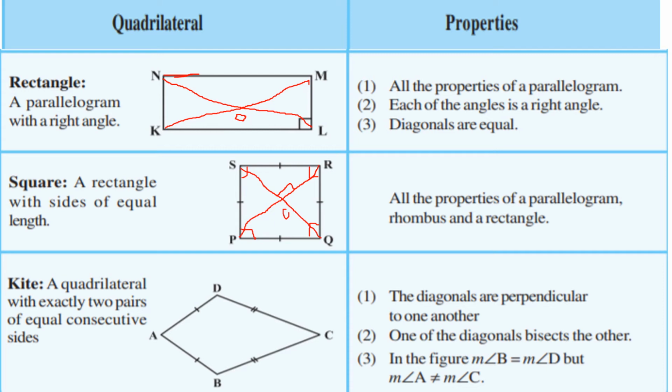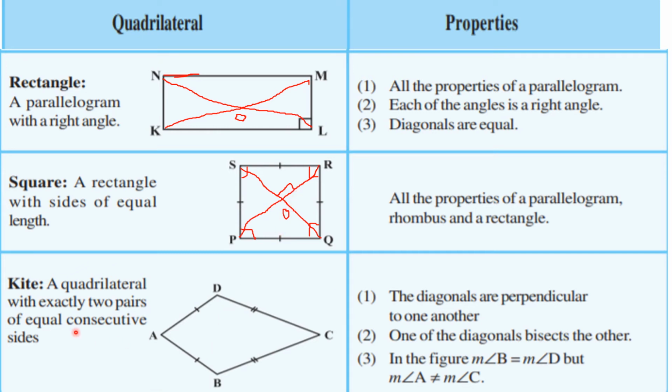If they intersect at O, then O is the midpoint of PR, and O is the midpoint of the diagonal SQ. And moreover, if you measure the angle between PR and SQ at this point O, we get a right angle. So the diagonals of a square are equal and they bisect each other at a right angle. Understood this point, my children?